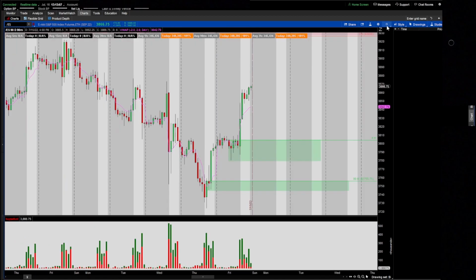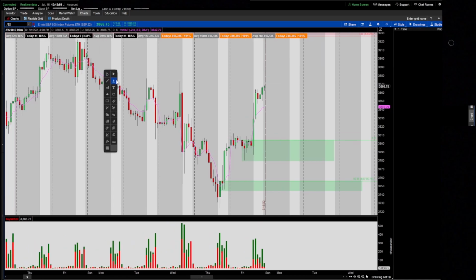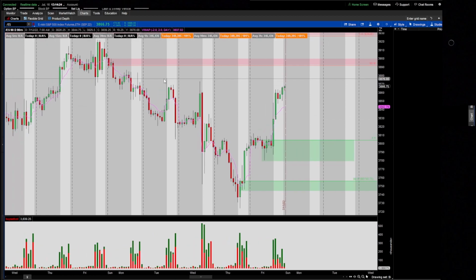Alright, right here we see another supply zone. It's a 90-minute time frame right here. So we switch, you understand the basics of this. You basically just go throughout the whole chart, find these areas of interest and draw them. It seems easy because you're just drawing boxes on a chart, but it's much harder than just drawing a box. You can't just take a trade based off a stock being in the supply or demand zone.